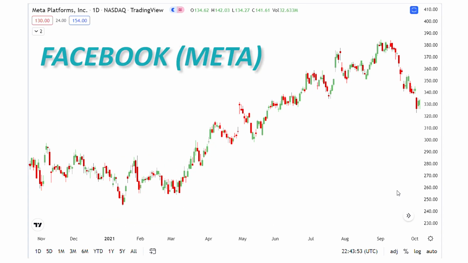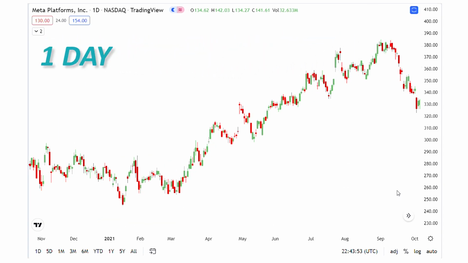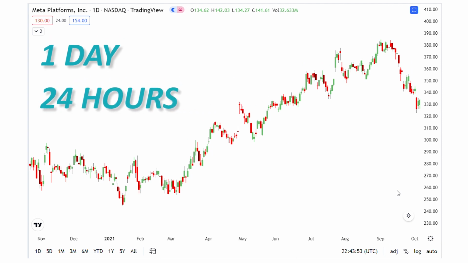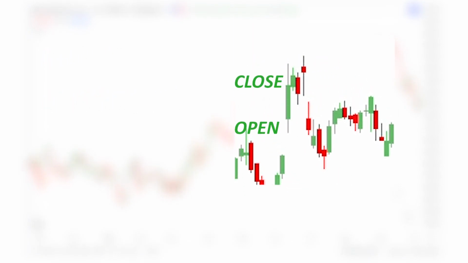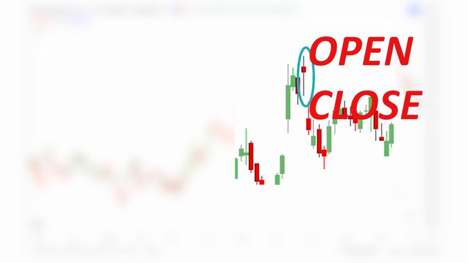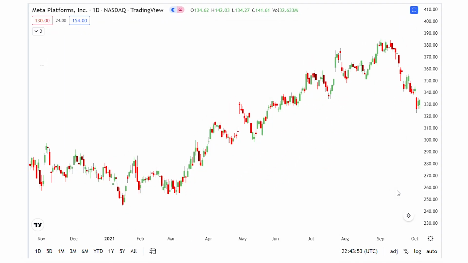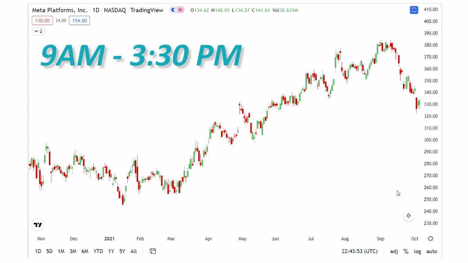Let's take an example of Facebook to see the candlestick pattern in a real chart. This is a 1-day chart. That means it is 24 hours of price movement or 1 day of price movement. A green candle says that the price went higher after opening and the closing price is higher than the opening price. And the red candle shows that the price went lower after opening and the closing price is lower than the opening price. Daily chart shows the price movement from when the market opens till the closing of the market.